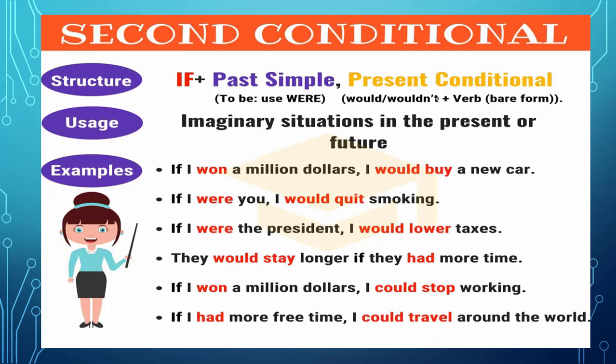If I were you, I would quit smoking. You advise your friend to stop smoking by saying that if I were you. So we can use the second conditional to talk about advice using if I were you, I would or I wouldn't. If I were you, I would quit smoking. If I were the president, I would lower taxes.